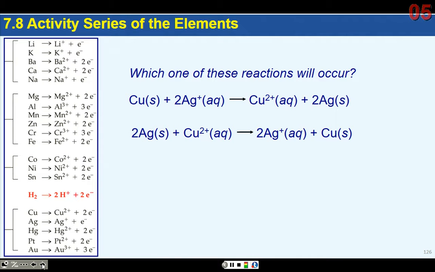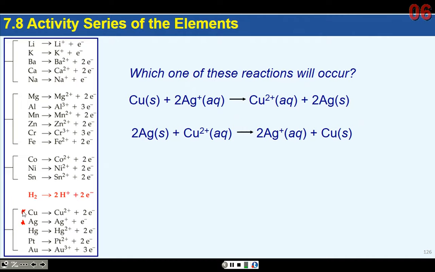All right, so taking a look at this pair of choices, the copper with silver ion or a silver with copper ion, which of these reactions will occur? So something higher in the series will reduce the ion of another element further down in the chart. So let's find copper. Where is copper? There we go. Here's copper. And then silver is even lower below it. Oh, they're adjacent, side by side.